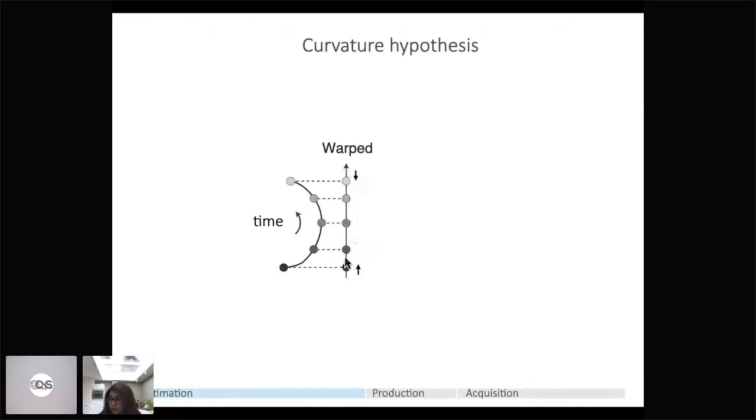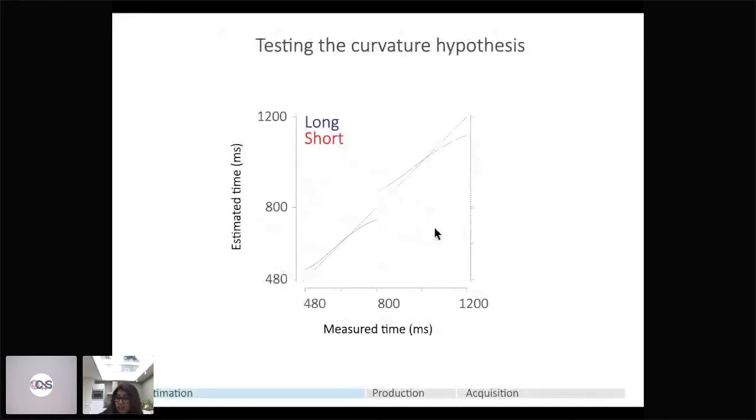So if these were to represent time estimates, and I plotted that against the actual time that was given, these peripheral estimates would become biased towards the mean of the prior. So we can test that theory. Here we see the Bayesian model. And on top of this, we can regress with just the projections of these curvature trajectories onto this linear vector. And what we see is that there is good agreement. And we did a lot of different analyses to support this.